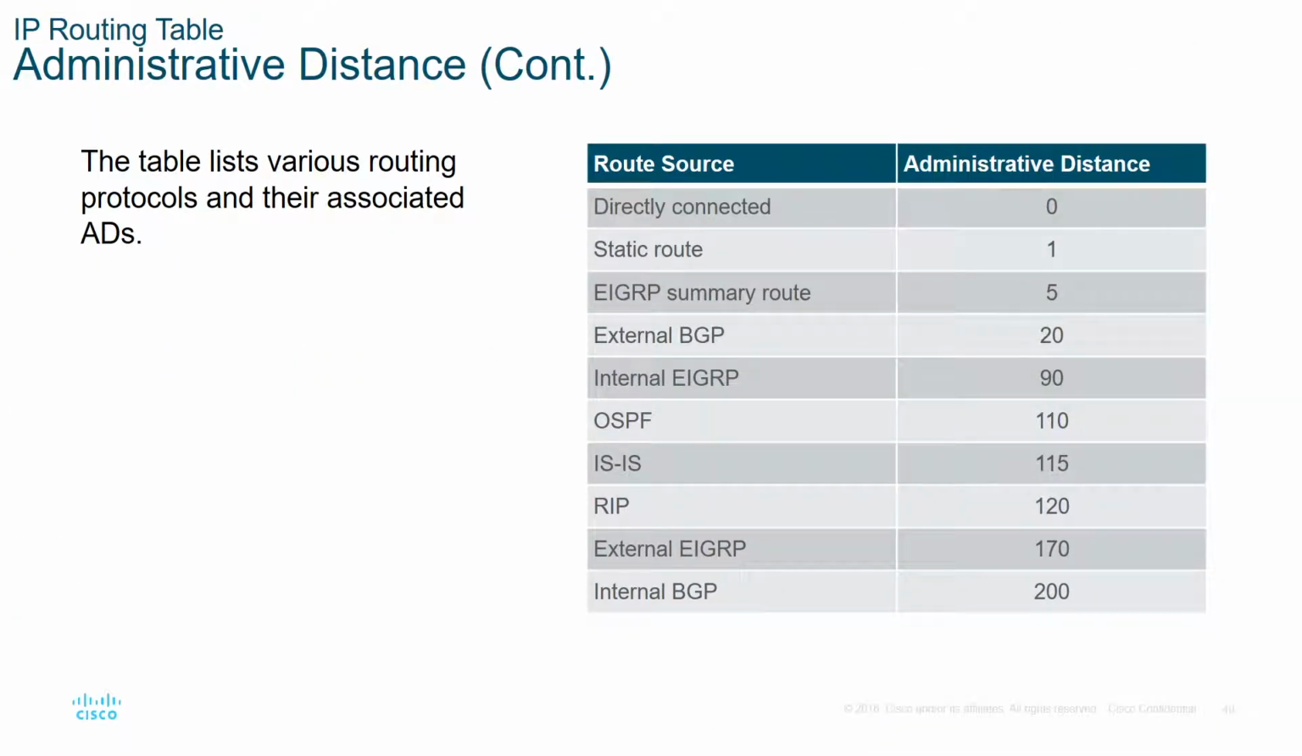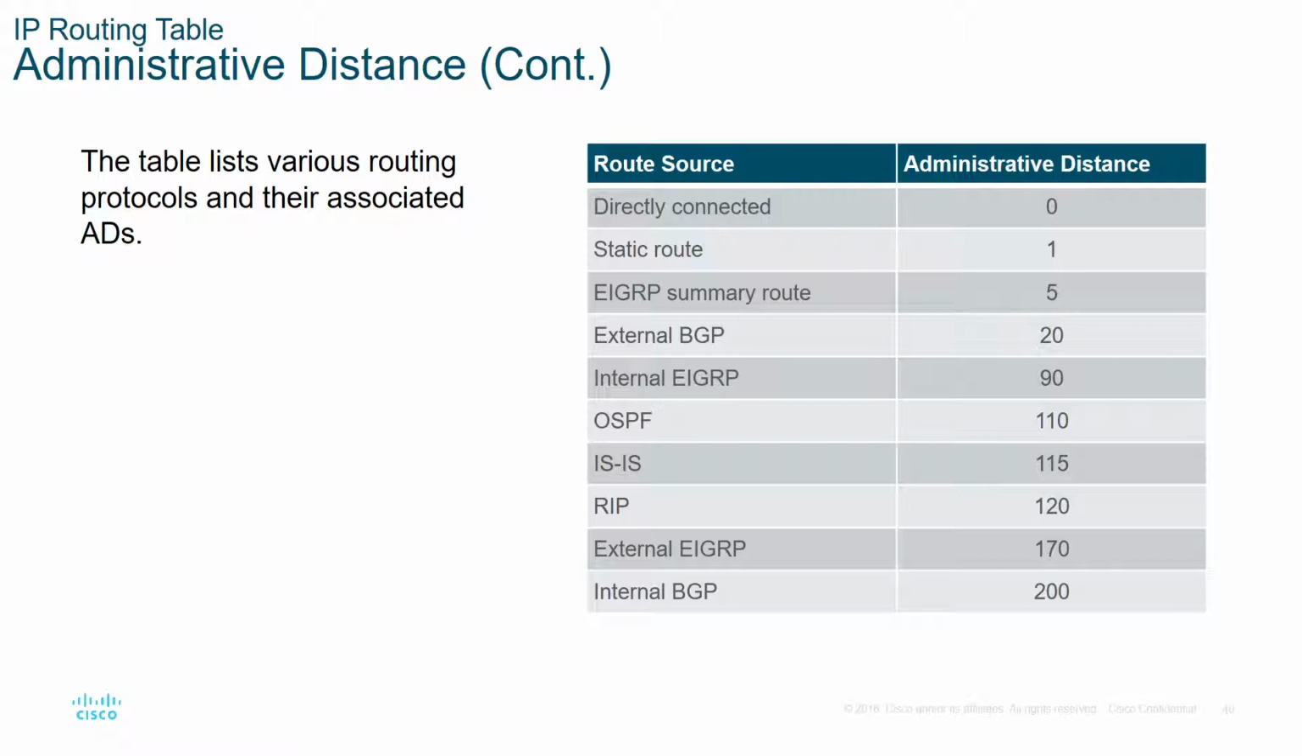The table shown here lists various routing protocols and their associated administrative distances. These are the default distances that these protocols will use. So we can see that at the top, directly connected has an administrative distance of 0. Because it is directly connected on the router, it is completely trusted. Static routes are manually entered, so again, there's a lot of trust there because you're putting the route in manually. To distinguish it from the directly connected, which are also configured, we have an admin distance of 1.